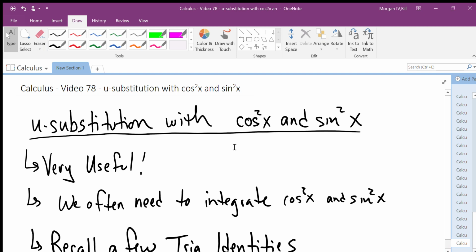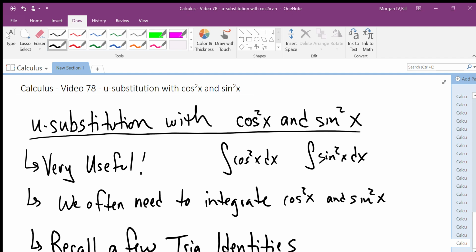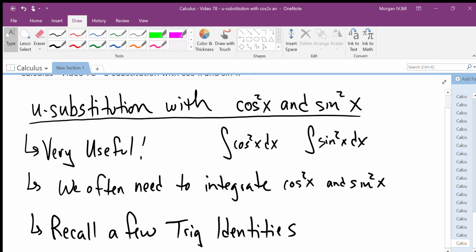Calculus, video 78, use substitution with cosine squared x and sine squared x. So these end up being very useful for us, because we often need to integrate cosine squared of x and sine squared of x, right? This sort of integral, sine squared of x dx, just comes up a lot. Same thing with the integral of cosine squared of x. They just happen frequently. And so understanding how to integrate them without having to think about it every time ends up being very useful. In order to do so, we're going to have to recall a few trig identities.